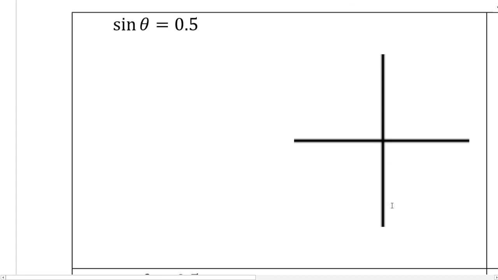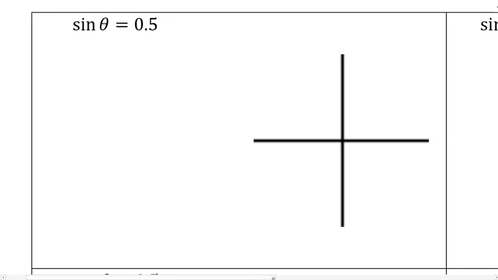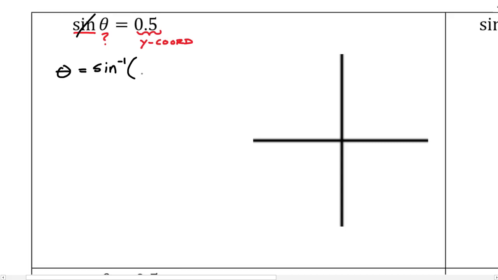So here's the first one, sine of theta equals 0.5, right? Well, what this means, one more time, is this is the y coordinate. We need to figure out what angle gives me a y coordinate of 0.5. How did I know it's the y coordinate? Because it says sine. So what do we have to do to isolate theta? We have to take the sine inverse of both sides. If you take the sine inverse of this side, it's gone. We have to do the sine inverse of the other side. Oops, and inverse has that little -1 on it. There we go. Sine inverse of 0.5.